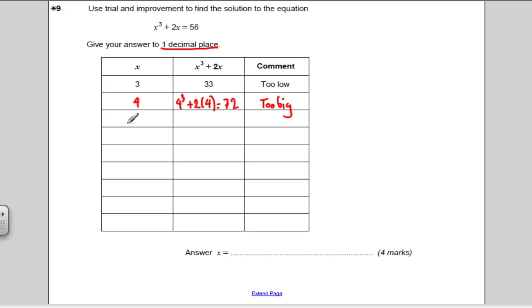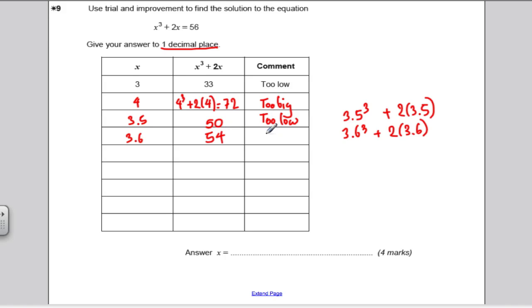Now you want to get 56, let's go halfway between, let's go for 3.5. You work out on your calculator 3.5 cubed plus 2 times 3.5, and you get the answer around 50, which is too low. Okay, so you go a little bit bigger, you go 3.6. So on your calculator, 3.6 cubed plus 2 times 3.6 again, and you get yourself around 54, again too low.